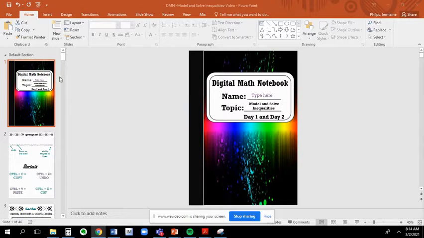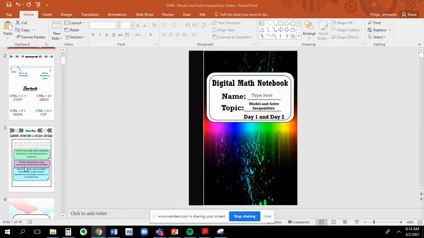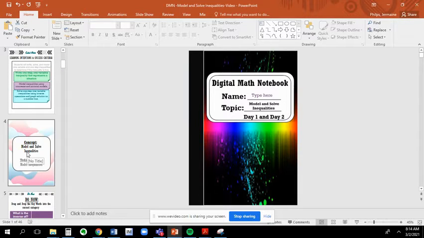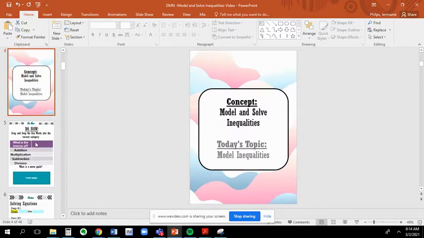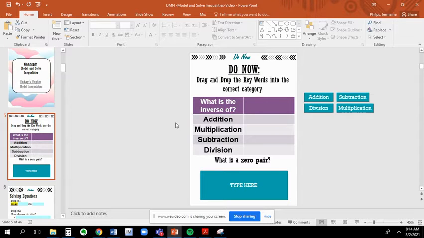Okay, good morning. Today we're going to go over modeling and solving inequalities. This is a 2-day notebook, so this is the first day. For the first day, we're going to focus on just modeling inequalities. For our do now, I want you to take a second and try to match this. You should know this from previous lessons.